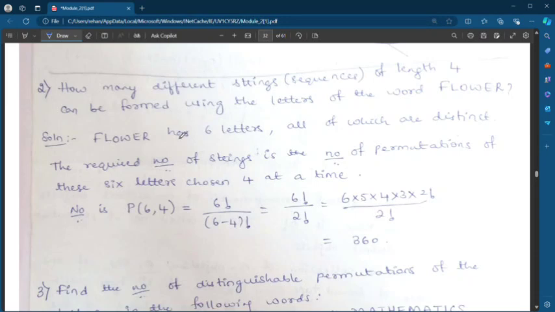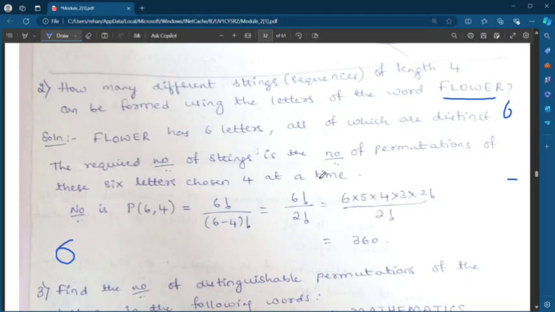How many different strings, that is sequences, of length 4 can be formed using the letters of the word FLOWER? Solution: FLOWER has 6 letters. The length here is 6, but they are asking for the length to be 4. So FLOWER has letters, all of which are distinct.